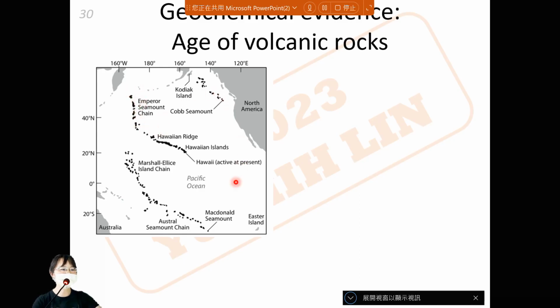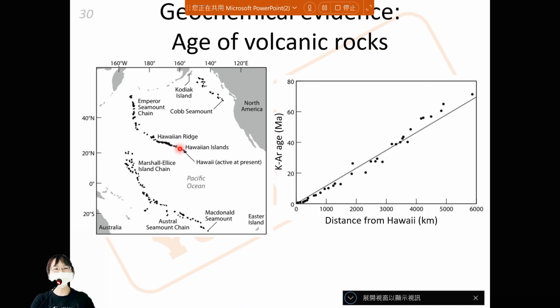This is the Pacific Ocean. There are many, many island chains, and they seem to be parallel to each other. One here, second here, third here. Scientists go to these mountain chains, collect rock from these, and measure their potassium-argon age. This is the distance from Hawaii. They realize that the more distant the sample is from Hawaii, the older the age the rock will have.